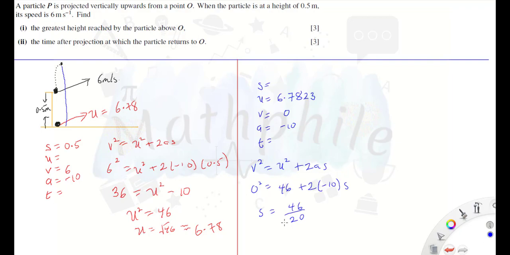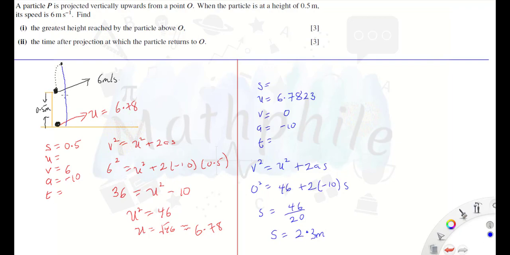That's 2.3. It's the same thing I got. Yes, actually, I didn't really see the question the way you were looking at it. So I wasted time, because looking at the question that way would have made things very, very easy. You don't need to find the initial velocity.